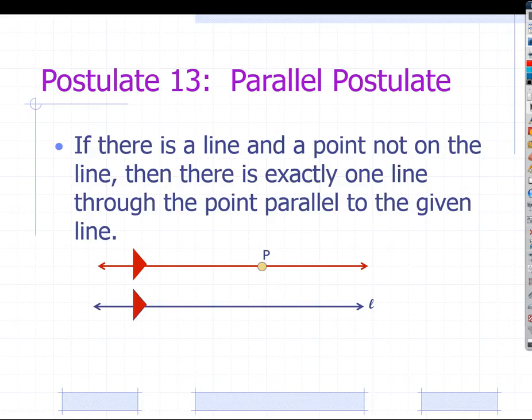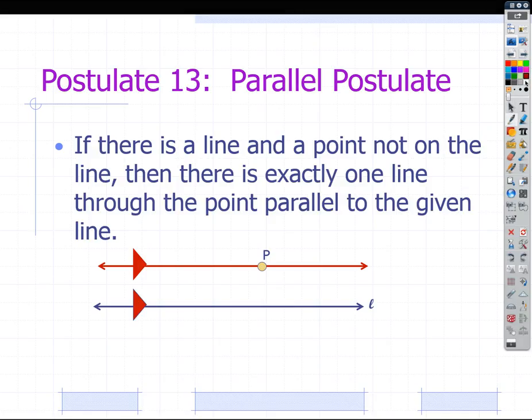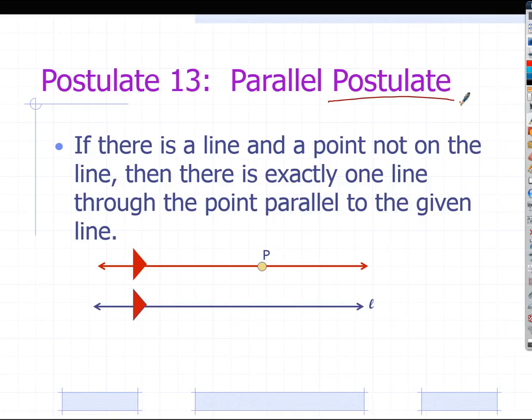Makes sense. If there is a line and a point not on the line, so say we've got line L, the blue line, and we've got some point P that's not on the line, then doesn't this make sense? And it's a postulate. And remember, postulates are things that we don't prove, we just accept because they're so obvious. Does it make sense that there's exactly one line through the point parallel to the given line, parallel to L? There's no way you could possibly come up with another line through point P that would be different than this one and still parallel to the blue line, right?